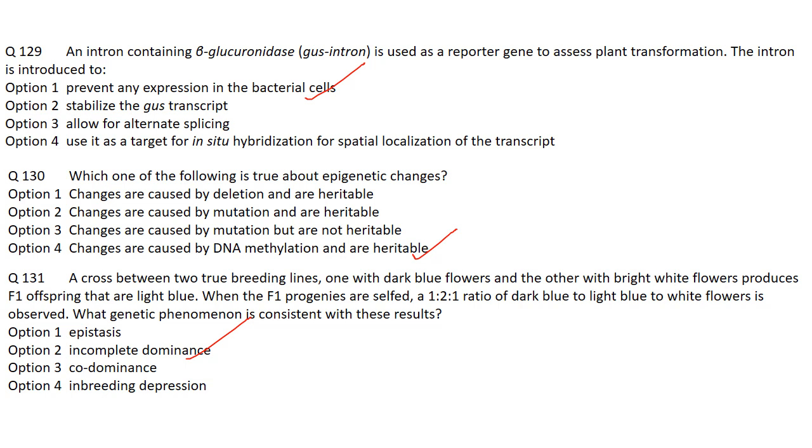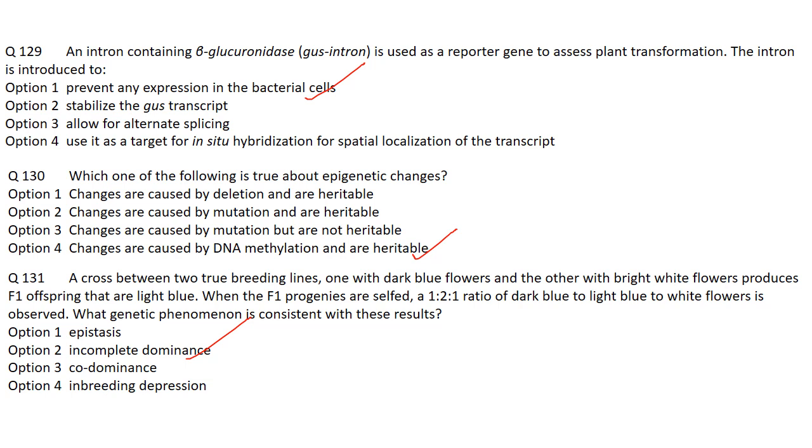In a transgenic plant containing this chimeric gene, the intron is spliced efficiently, giving rise to GUS enzymatic activity. No GUS activity is detected in Agrobacterium containing this construct due to lack of eukaryotic splicing apparatus in prokaryotes. So, an intron-containing beta-glucuronidase is used as a reporter gene to assess plant transformation.